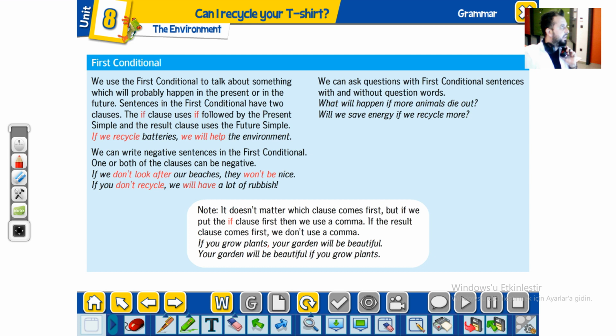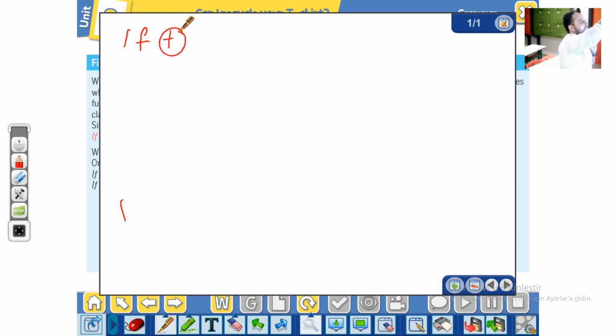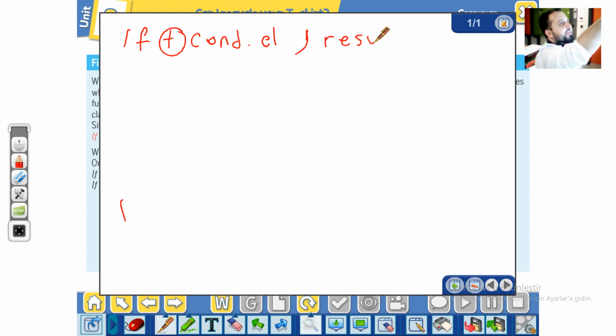Now, it's a grammar part. We have already studied first conditional before. Now, we are going to repeat again. Let's see if we can write. Remember, in the if clause, first conditional, after if, we are going to use the conditional clause. And after the comma, we are going to use the result clause, or we can say that it's the main clause.